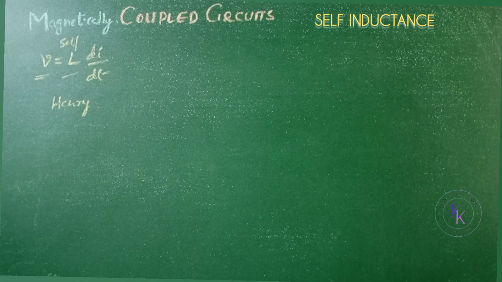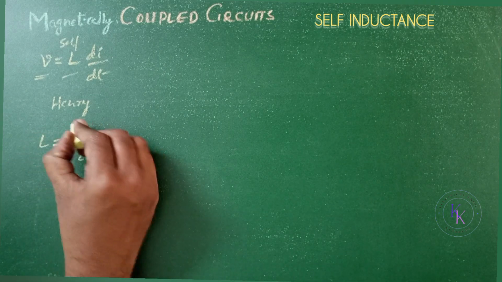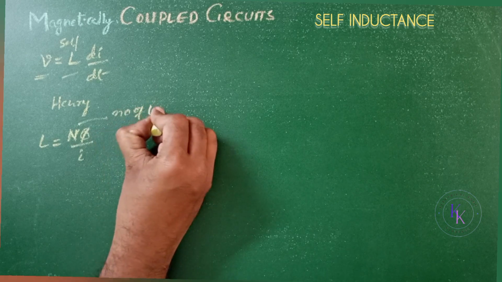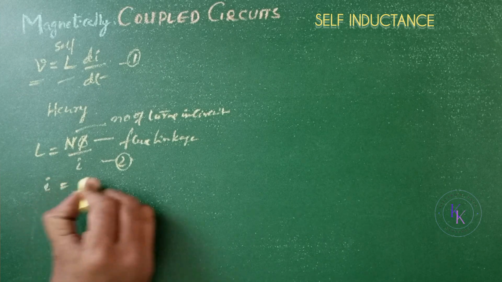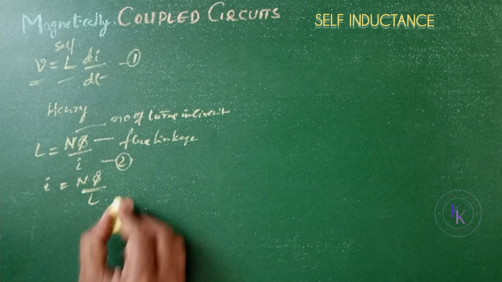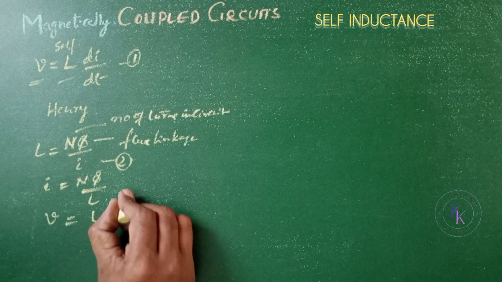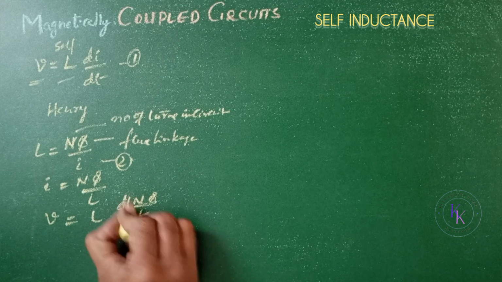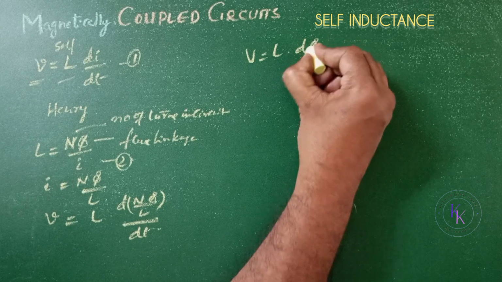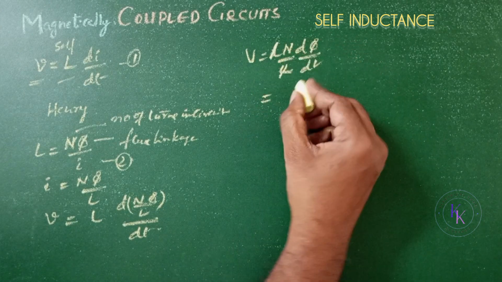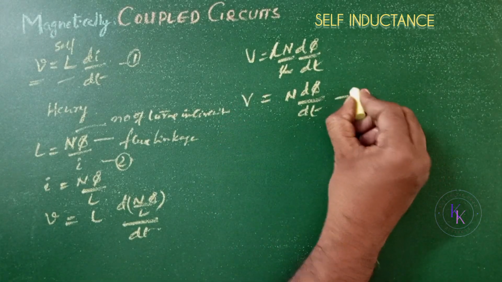From the concepts of basic electrical engineering, the inductance is given by L equals N phi by I, where N is the number of turns of the coil and phi is the flux linkage. Let this be equation 2. Then from 2, I equals N phi by L. Now substitute this in equation number 1. Then you will get V equals L d by dt of N phi by L, from which V equals N d phi by dt. This is equation number 3.